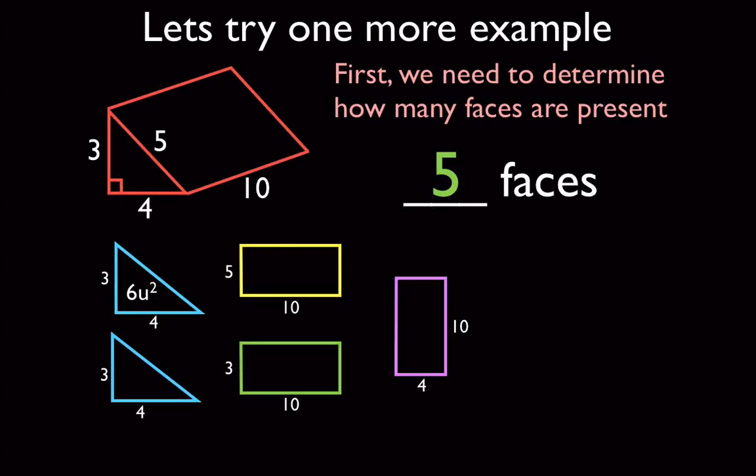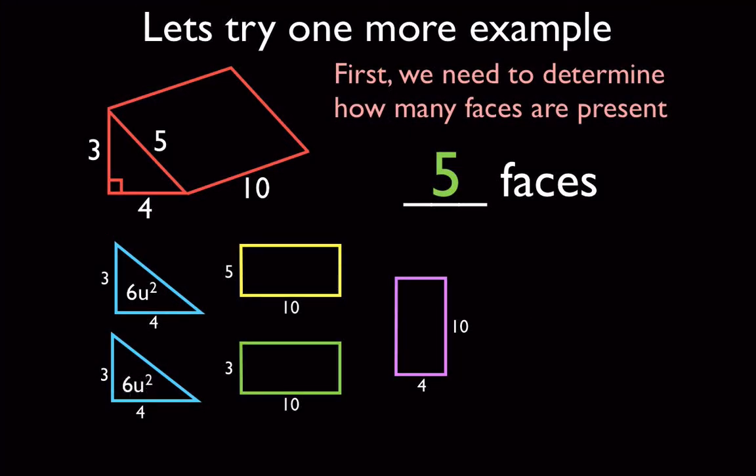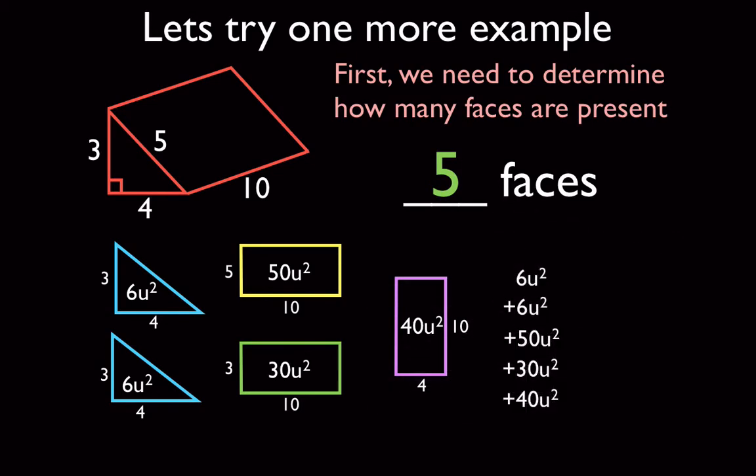Remember, the next step is to calculate each area. Base 1 plus base 2, so 4. So looking at the triangle, base 1 is 4, base 2 is 0, so that's 4 times the height divided by 2, which is equal to 6. Same thing on the bottom one. And the areas are 50, 30, and 40. Remember, for rectangles, you just multiply base times height. Adding those up, I get 6 plus 6 plus 50 plus 30 plus 40, which adds up to 132 units squared. Again, write units squared every time you talk about area, that way you don't forget it.